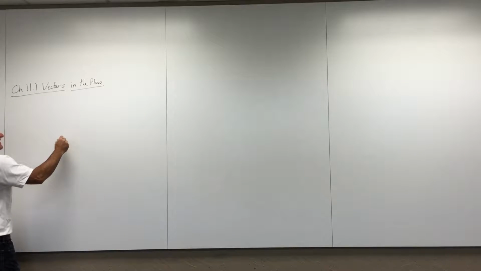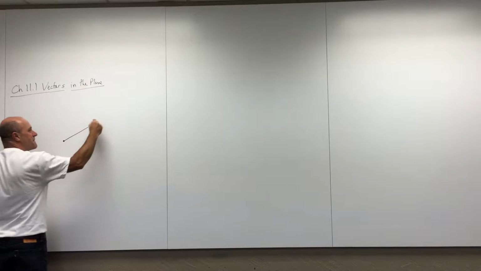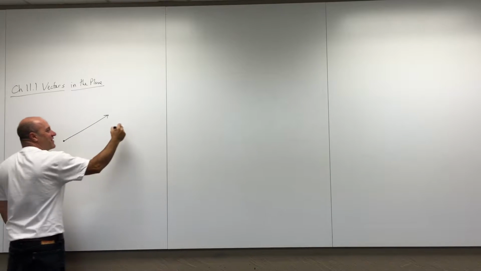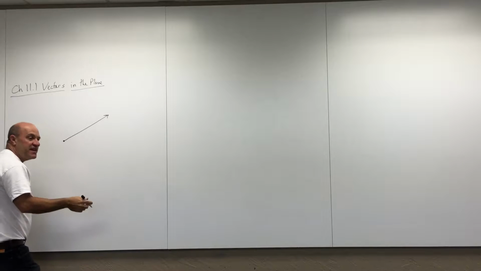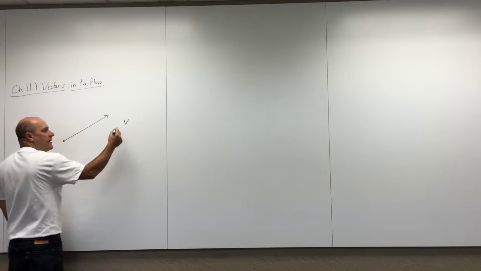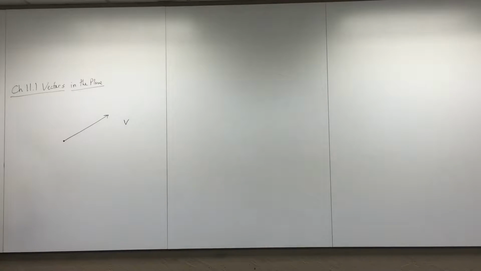So here's a vector. It is a stick with an arrow on one end. We refer to this vector using the letters U, V, and W. I'm going to refer to this as vector V. It's a vector, and it's not a number. It's not a real number.